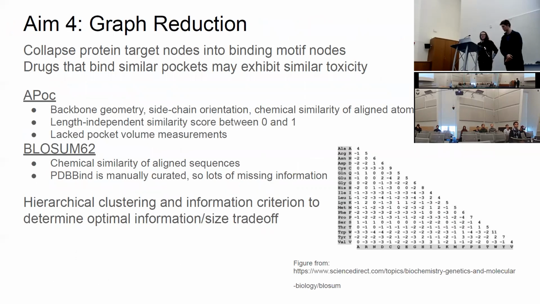algorithm. The fourth aim was to, as we also mentioned a bit before, try to reduce the size of the graph, but not by removing what we just added, which was drug substructures, but rather by trying to collapse the protein targets into protein pocket families. The intuition here was that if two drugs have similar toxicity, they might be binding to similar pockets. So even if two proteins are very different, if their pockets are similar, we want to reduce the noise that is included from the rest of the protein.